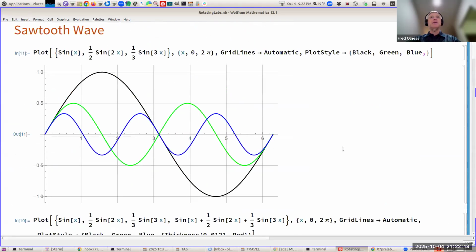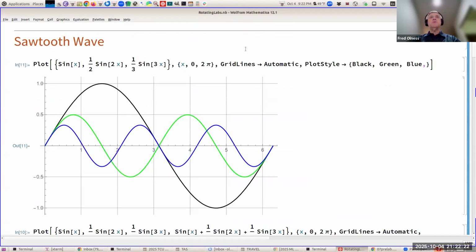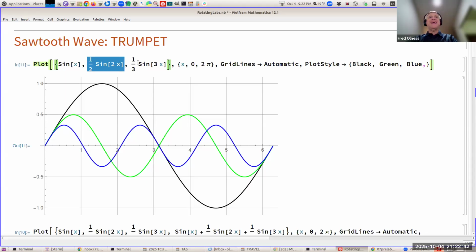I'll use Mathematica. Let me start with the sawtooth wave, and that's the model we're going to use for the trumpet. I'm doing these backwards in order to what's on the pre-lab. But what I'm doing is I'm going to take a sine of 1x and a half sine of 2x and a third the sine of 3x. And so I've drawn this here, and what I would like you to do is find a piece of graph paper and sketch this out.